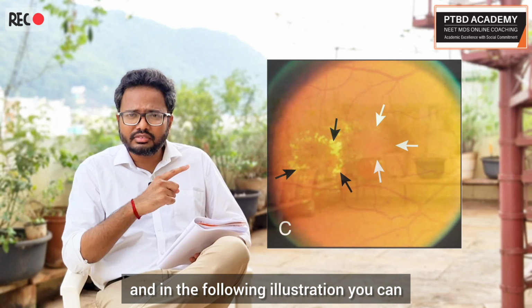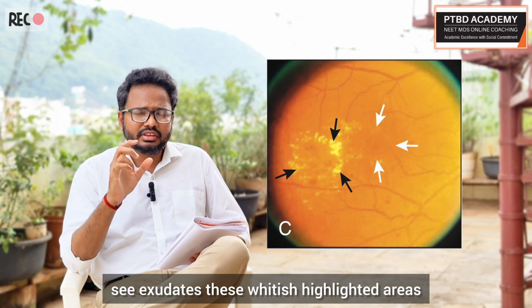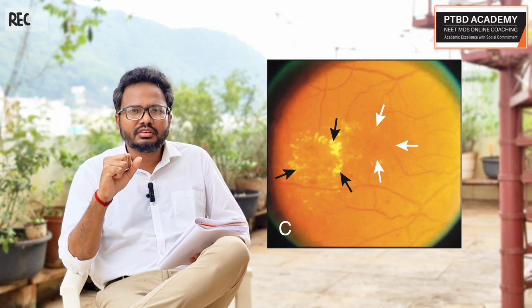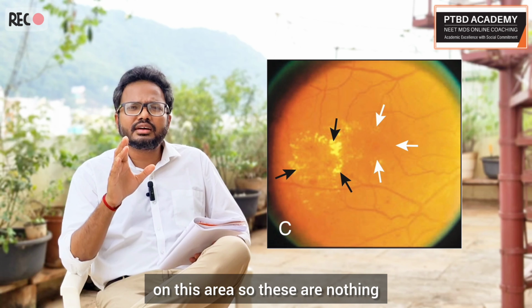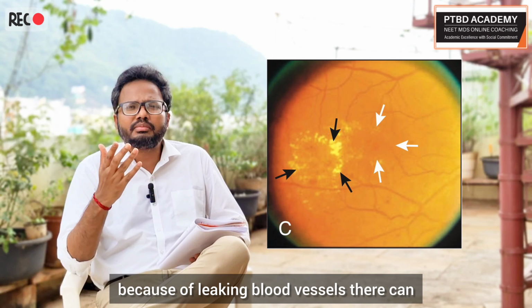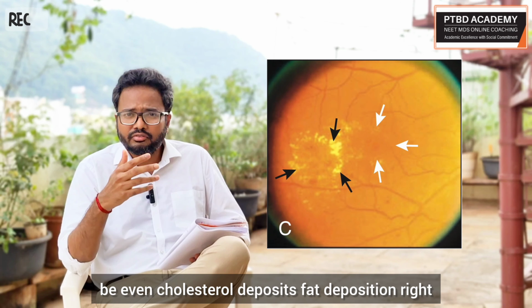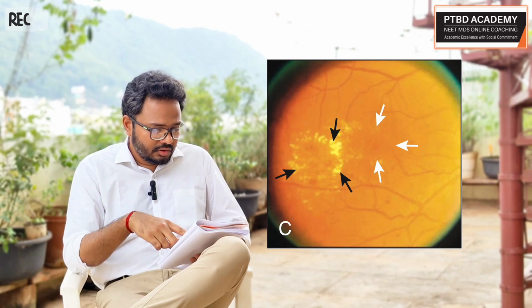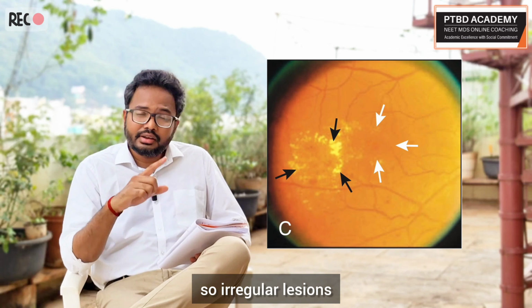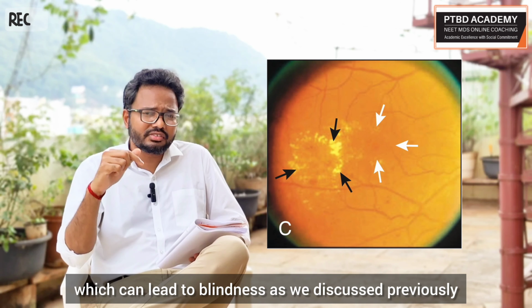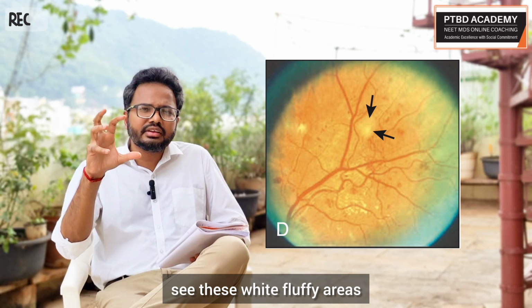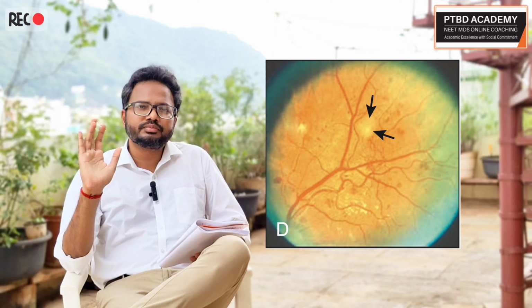And in the following illustration, you can see exudates. These whitish highlighted areas, you can see these black arrows, right? Focusing on this area, these are nothing but your cholesterol deposits. Because of leaking blood vessels, there can even be cholesterol deposits, fat deposition, right? So irregular lesions which are formed from leaking of cholesterol. And the white arrow represents edema of the macula, which can lead to blindness, as we discussed previously. And in the following illustration, you can see these white fluffy areas, which are nothing but cotton wool spots.